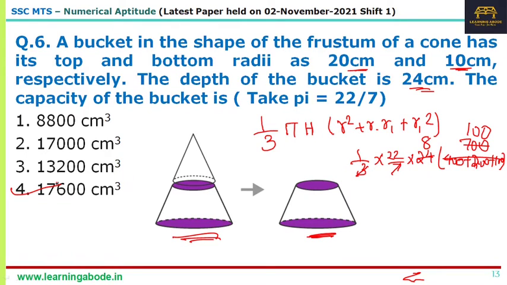Only the problem here is you have to remember the formula. Someone like me, it's very difficult to remember. The common ones we can remember, 1 by 3 pi r square h, etc., but this one you have to remember. It's actually 1 by 3 pi r square h only, but here there are two radius, so accordingly the formula slightly modifies. So make a note of the formula, right? So answer is option 4, 17,600 for the 6th question.